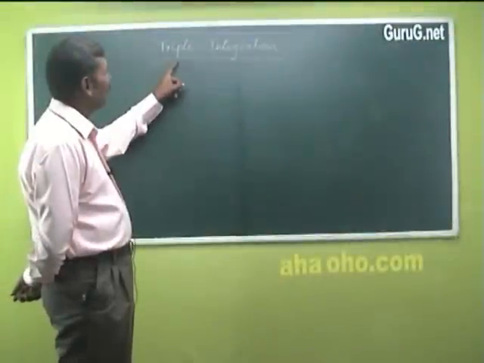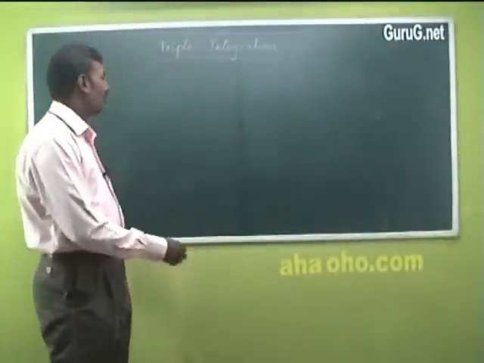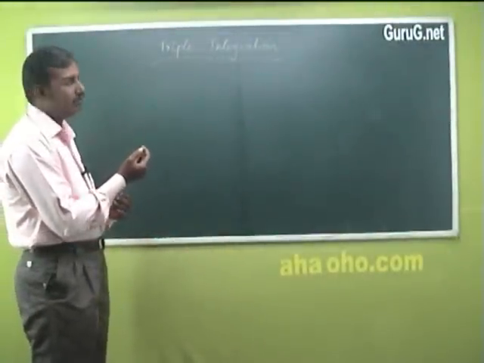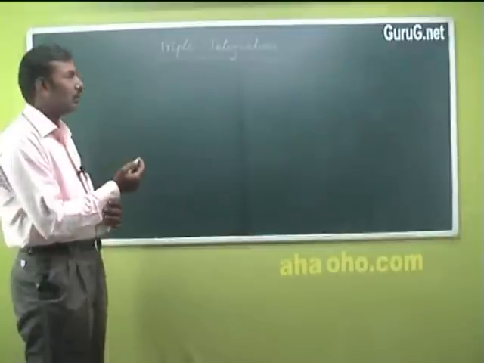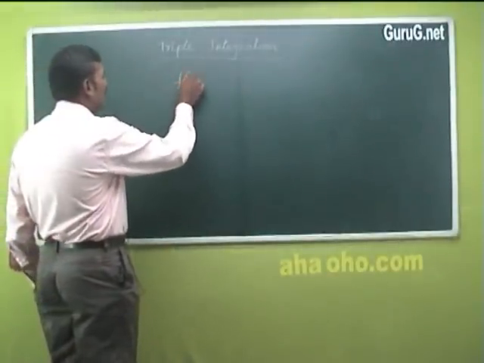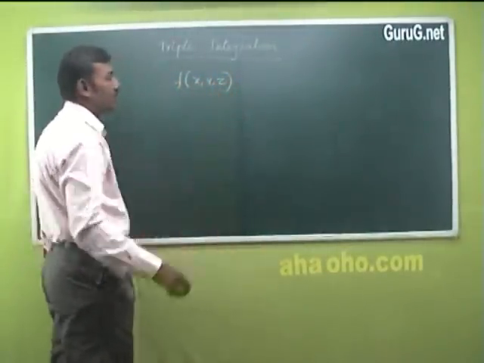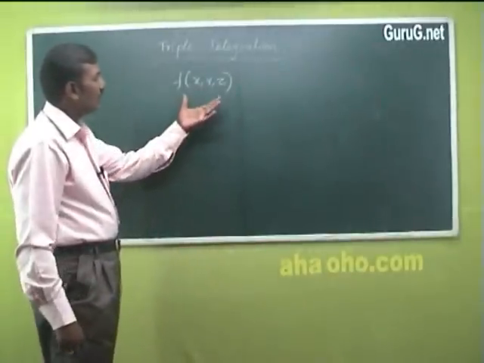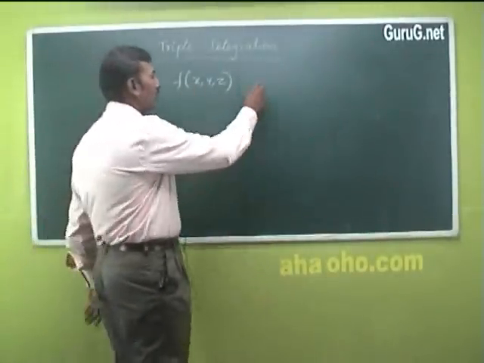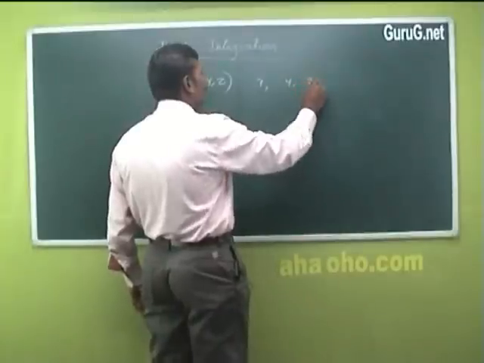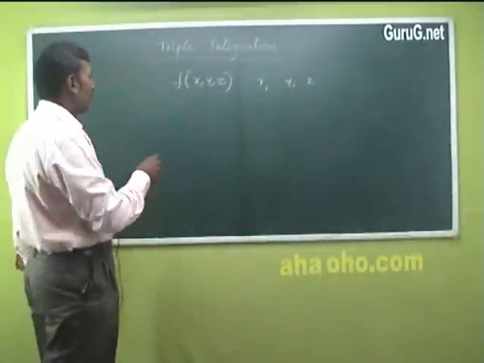Today we see triple integration. In the last class we saw double integration. So triple integration comes in when suppose your function has more than two independent variables, that is a function of x, y, z. I have to integrate this integrand with respect to x, y and z. So we go for triple integral.